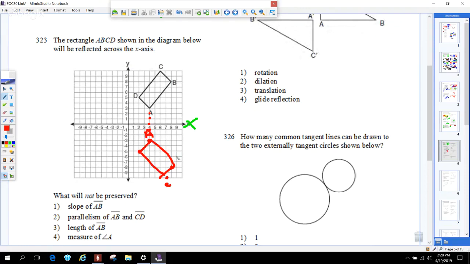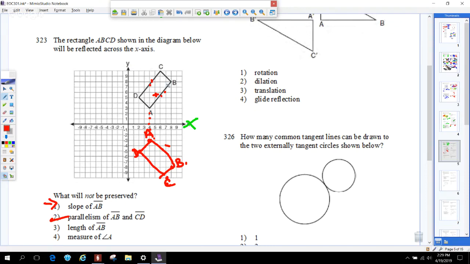So we've got this reflection. And we can even label it to make sure. Here's our C and our D. Now we'll see what is not preserved. Well, the slope of AB is a positive slope. The slope of AB here is a negative slope. So I'm pretty sure it's going to be this one, but let's just double check. The parallelism of AB and CD, well, that's going to be the same because these two lines are parallel, and down here, these two lines are also parallel, so it's not 2.